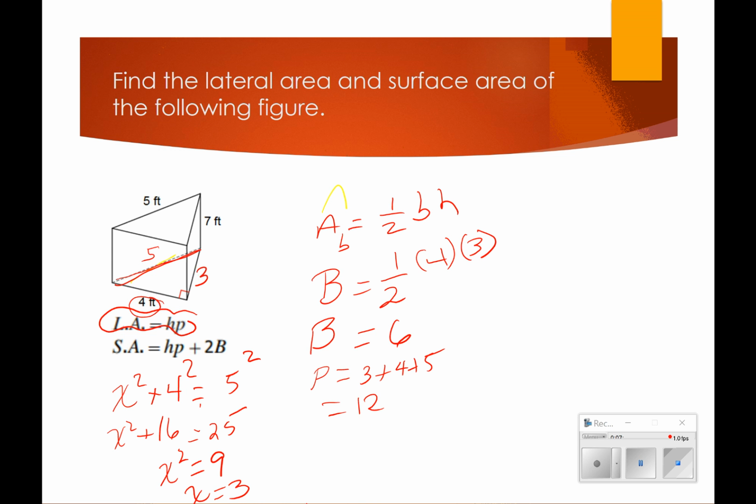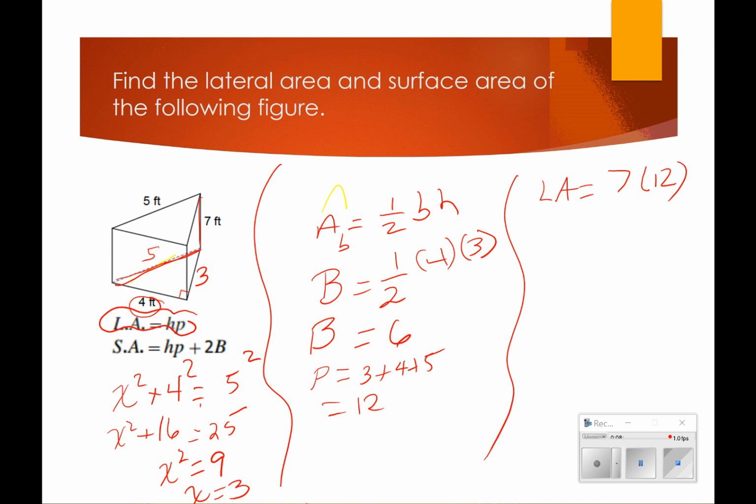So now I have everything I need to find the lateral area. The lateral area is going to be the height, and that means the height of the prism. The height of that prism is 7. And the perimeter we said was 12. So the lateral area is 7 times 12. And you guys are chuckling because you know I'm using my calculator. So my lateral area is 84.